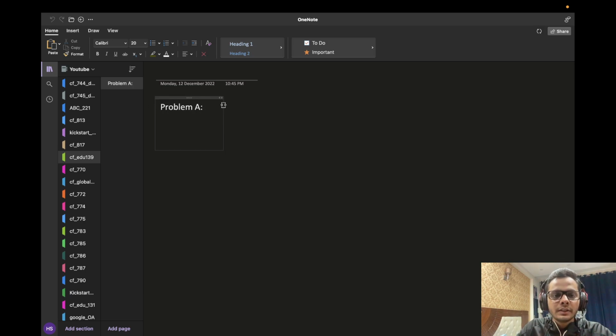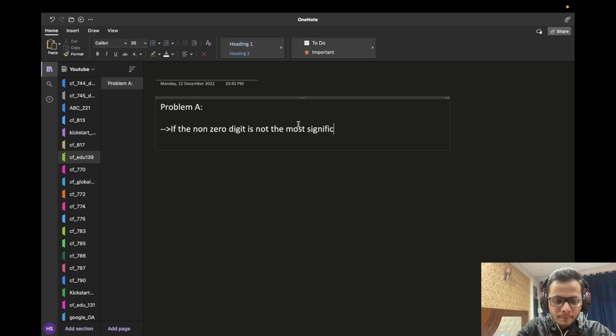So the main observation here is that for any round number there will be exactly one place which will be non-zero, right? If the non-zero digit is not the most significant digit, then it doesn't matter what it is because the number will still be smaller than n, right? So in that case, the number will always be smaller than n no matter what digit we place. So in this case, we have 9 possibilities for every place, right?